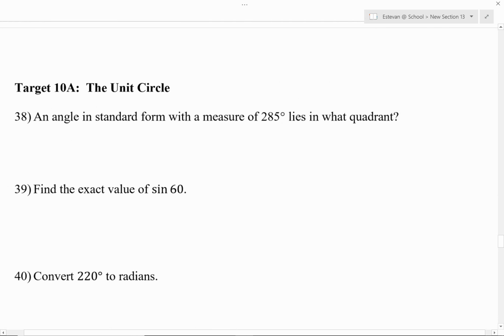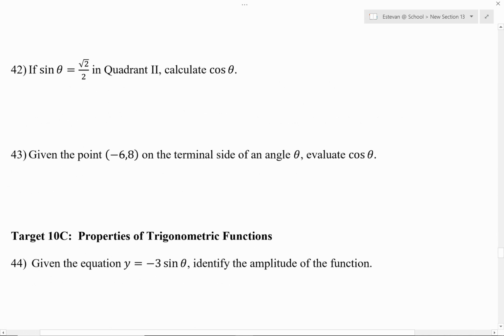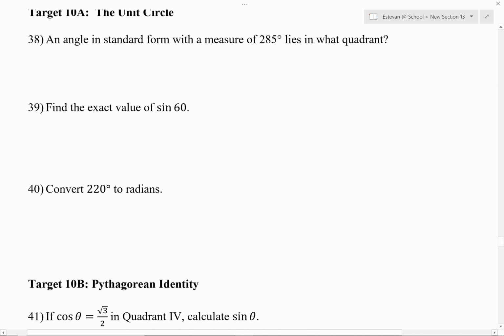Alright, KC10, last one for this review. Well, that made a big jump. Whoa, that was a big one.